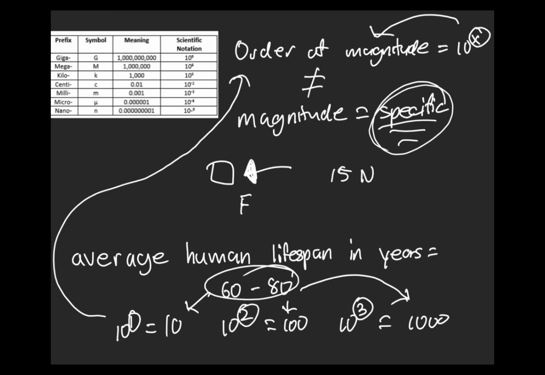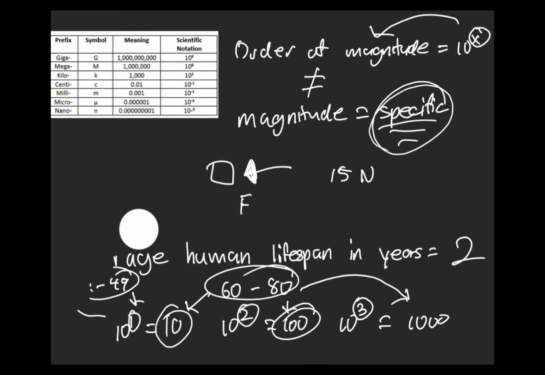Well, the order of magnitude of the human lifespan in years would be 2, because 60 and 80 are the closest to 100. However, if I were to give you a value from 1 through 49, right? The order of magnitude would be 1 because it's closest to 10. Okay? Now let's work with a different example.